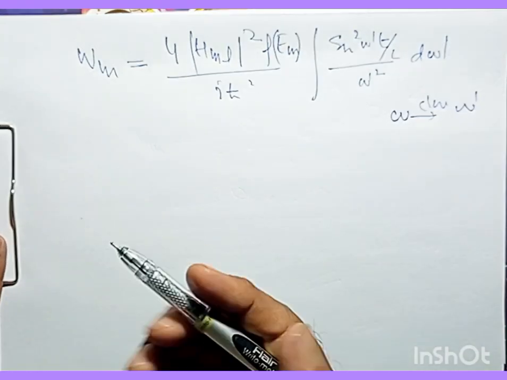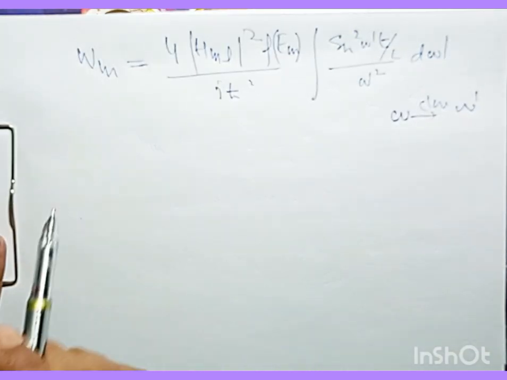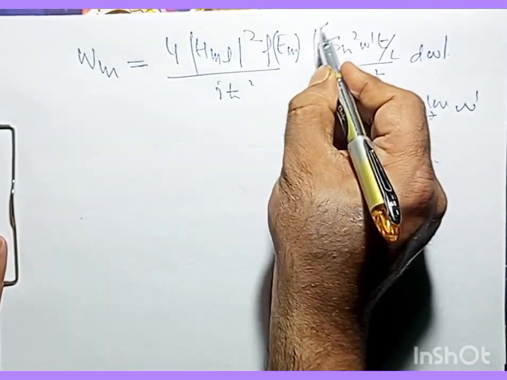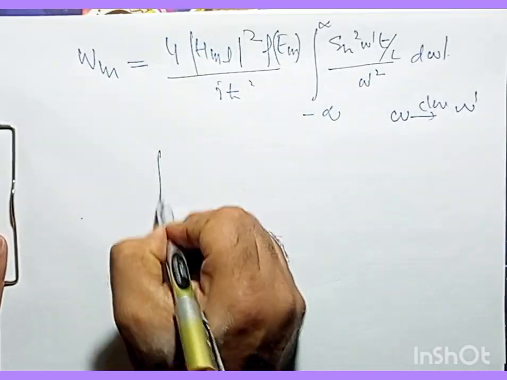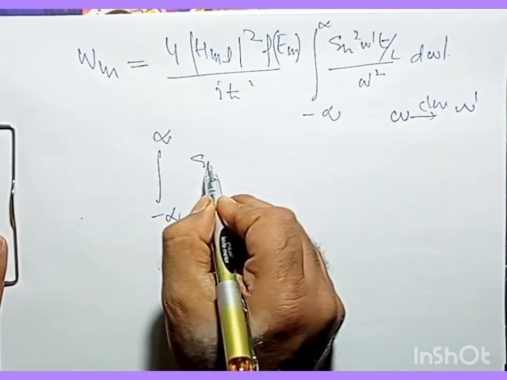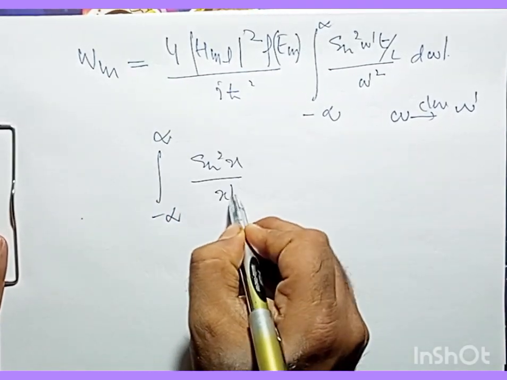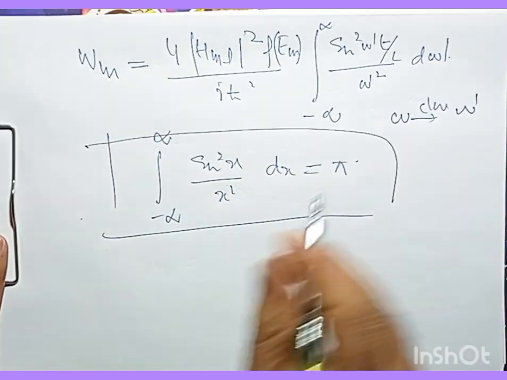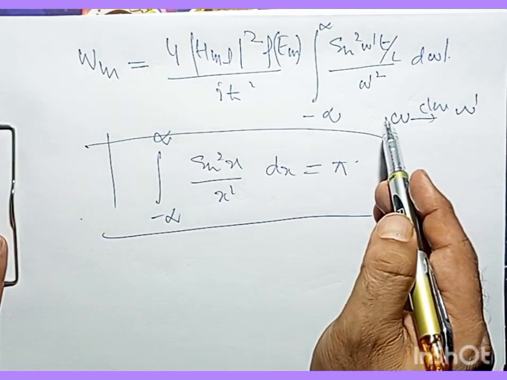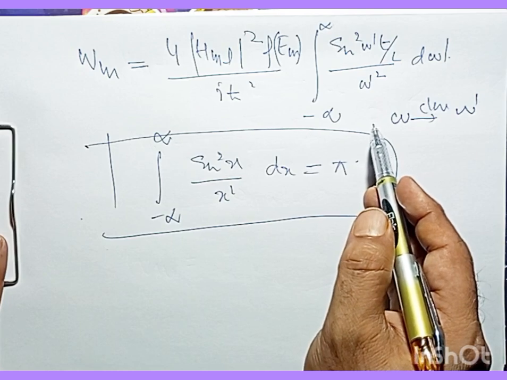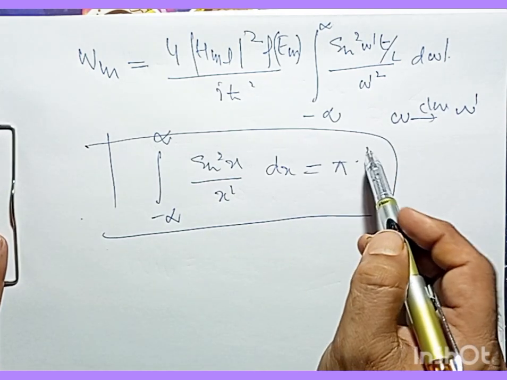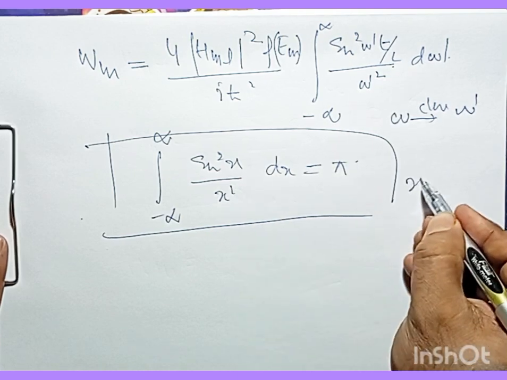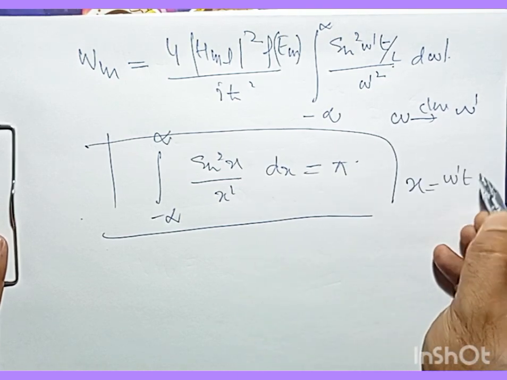At the same time, on the other hand, we understand how to do this integral from minus infinity to plus infinity. For this, we have the integral from minus infinity to plus infinity of sine square x by x square dx, which is equal to pi. So we can use this value of the integration for this integral. Therefore, we can write an approximate relation based on this equation by setting x equal to omega dash t by 2.